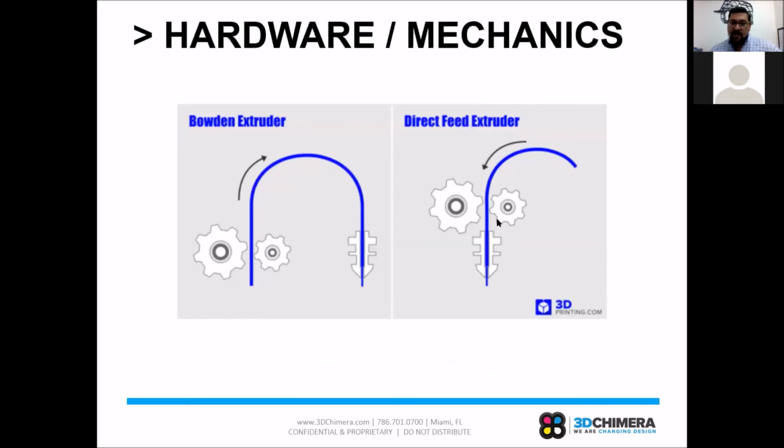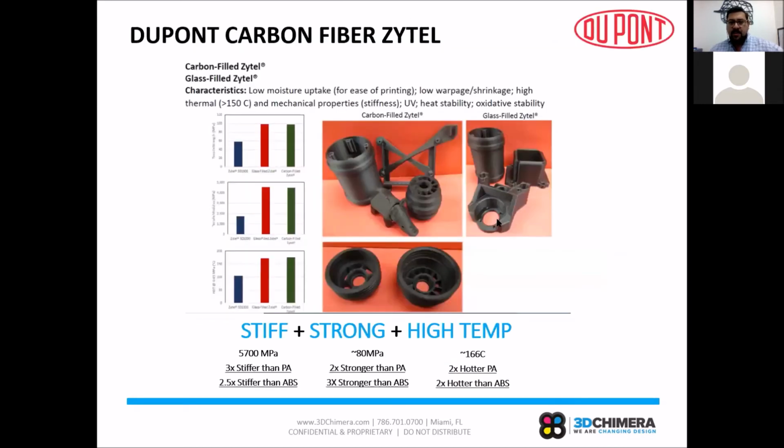But this is key to get good results. So by way of example here, I'll share a little bit about two of our favorite materials from DuPont. This here is our carbon fiber ZYTEL material. This particular material is one of our most exceptional materials as far as performance goes. It's super stiff, so compared to nylon, let's say it's like 3 times stiffer. So just by adding the carbon fiber, the glass fiber, we're able to get that extra stiffness.